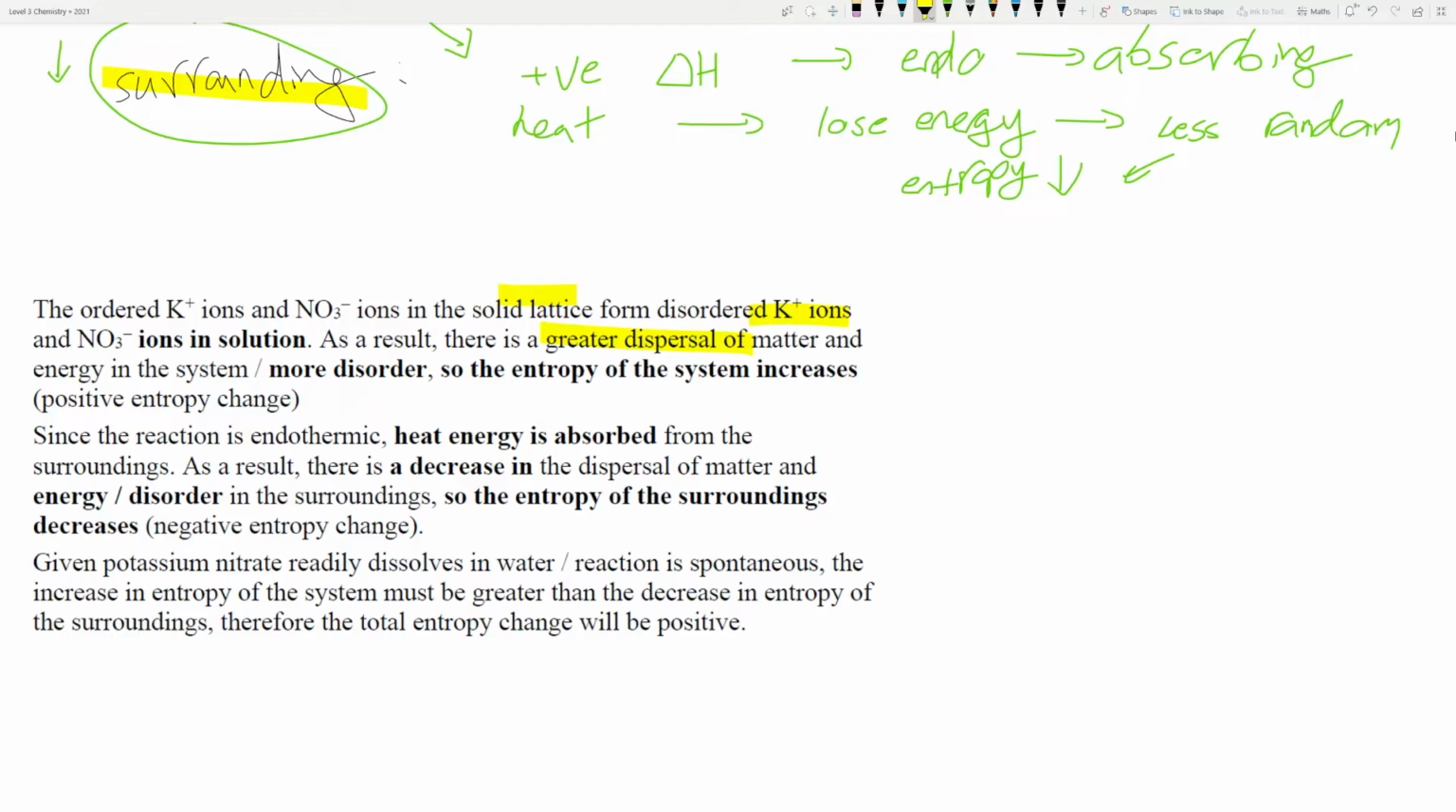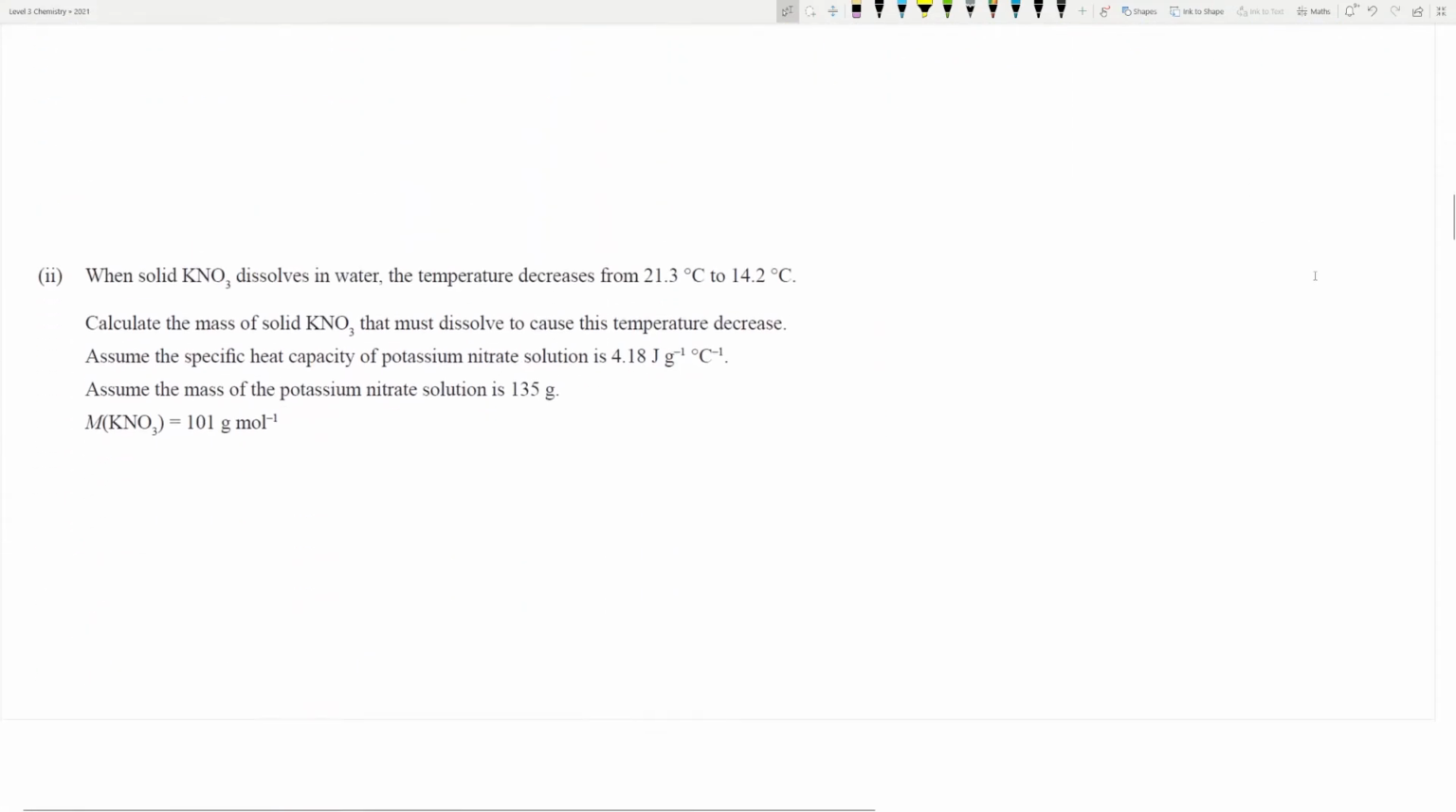Greater dispersal, more randomness, more disorder, higher entropy. Okay, and then the other one, energy is absorbed, so there's a decrease in the air particles' energy, therefore entropy decreases. So we know it's spontaneous. The only reason for that to be spontaneous is that the entropy of the system must be greater than the entropy of the surroundings. Boom, excellent question. Very nice and easy. Very, very typical type of question.